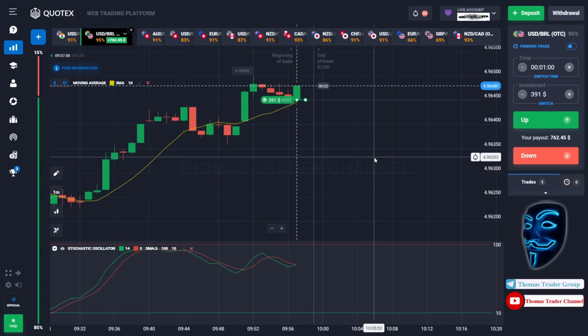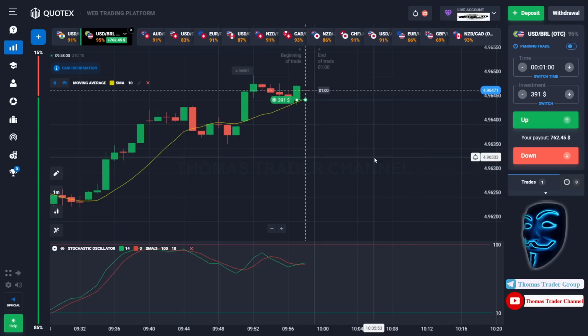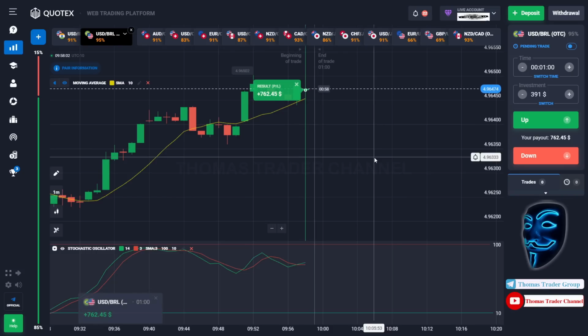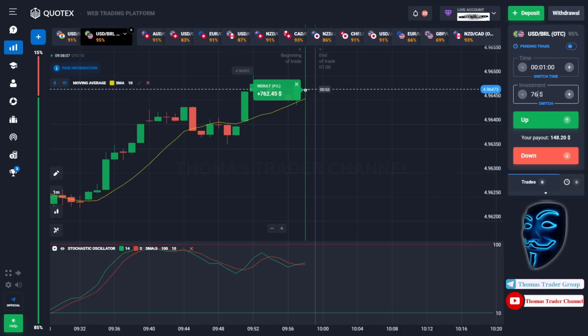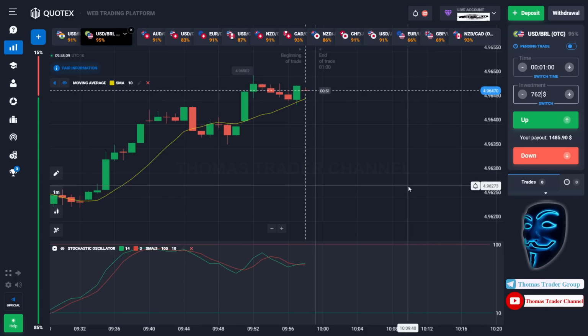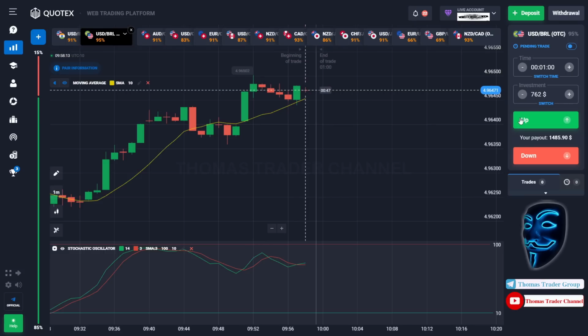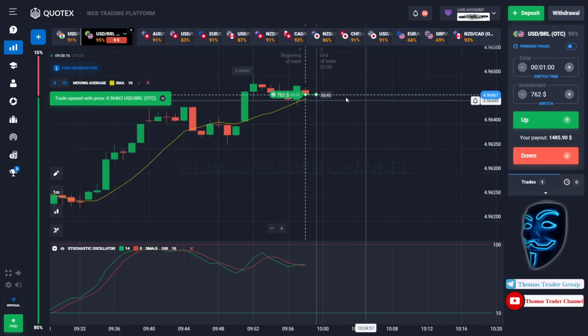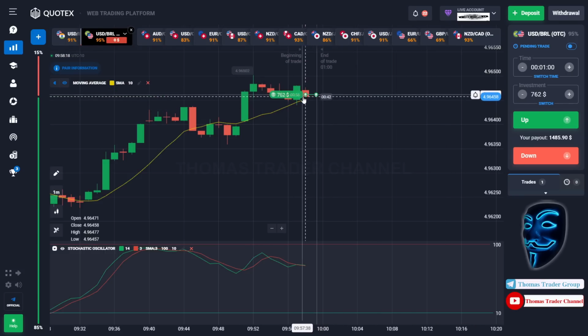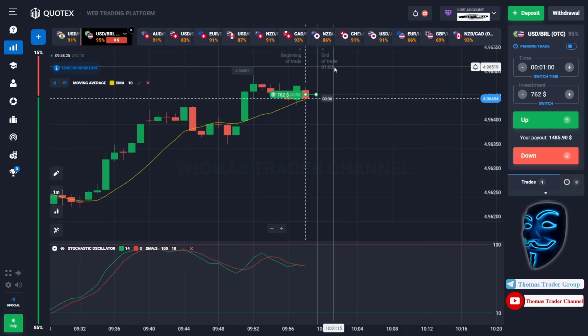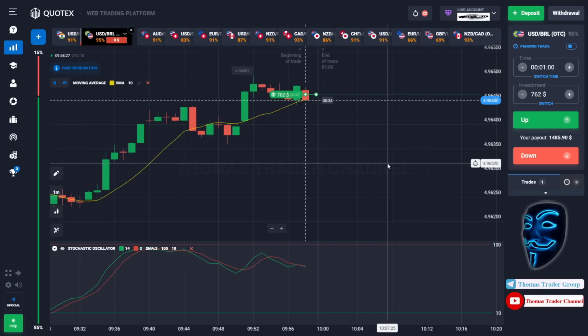We made a right prediction over here. We made a profit of $762. Let's change our investment into $762. And over here we still can open buy for 1 minute. As you can see, the market has just made a rebound on the moving average line. I'm sure that the market will still continue the bullish trend. Let's prove it and let's wait till the end of our trade.